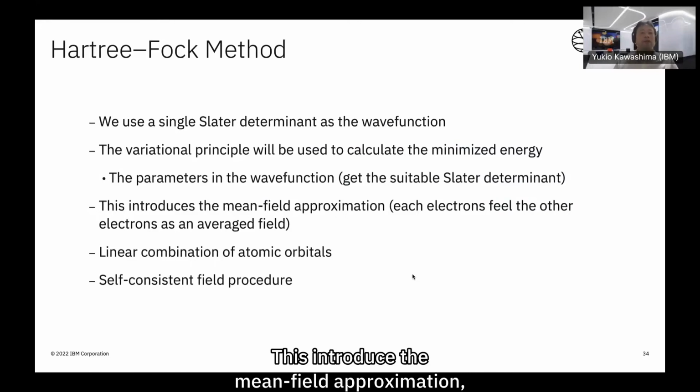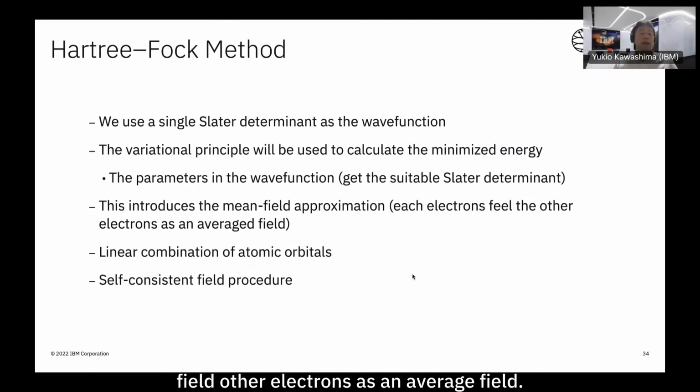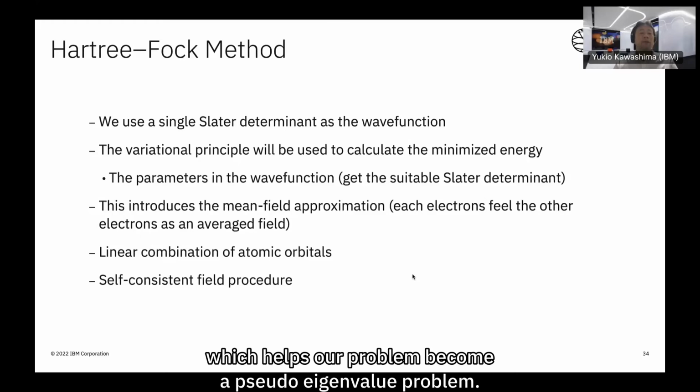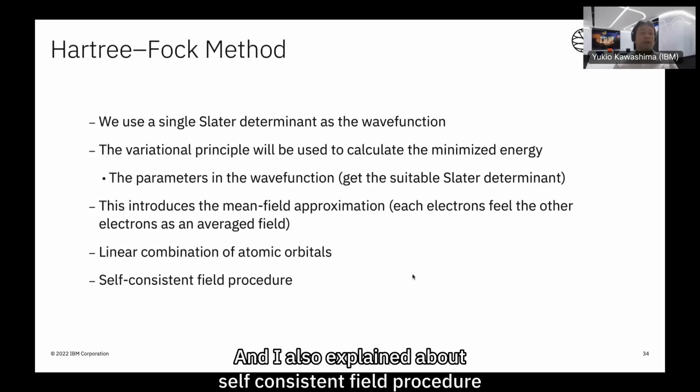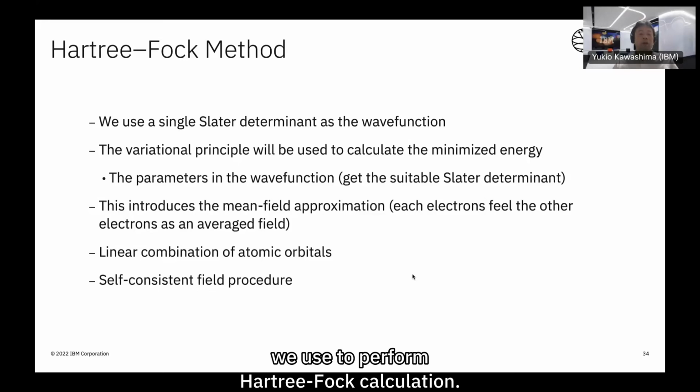This introduces the mean field approximation, where each electron feels the other electrons as an average field. We also introduced another concept, the linear combination of atomic orbitals, which helps our problem become a pseudo eigenvalue problem. And I also explained the self-consistent field procedure we use to perform Hartree-Fock calculation.